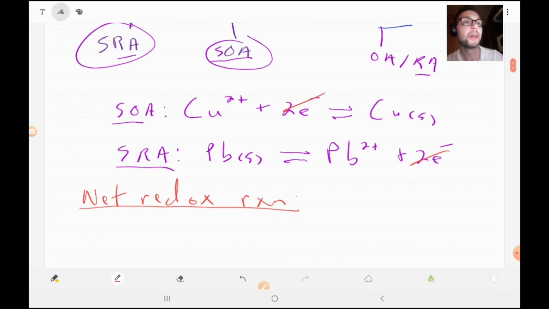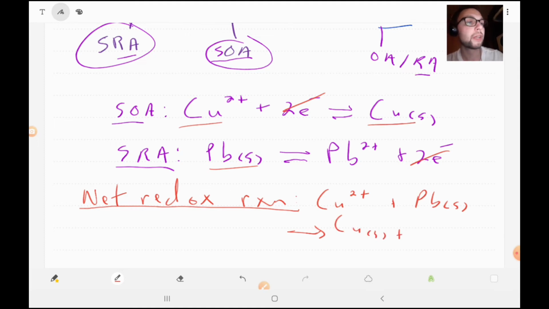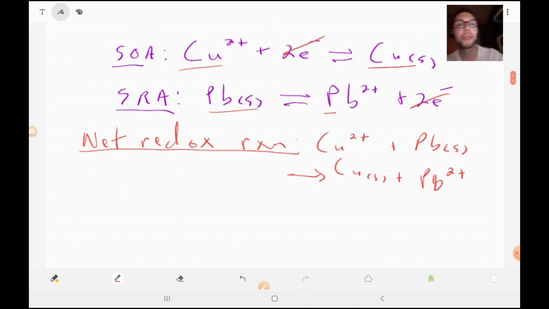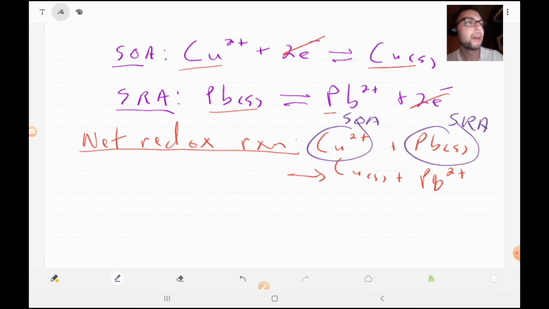And that'll be Cu2+ plus lead solid. And that is going to give us Cu solid plus Pb2+. And remember, here is our SOA, and here is the SRA. And finally, to determine if it's spontaneous, we're going to see if the SOA is above the SRA.